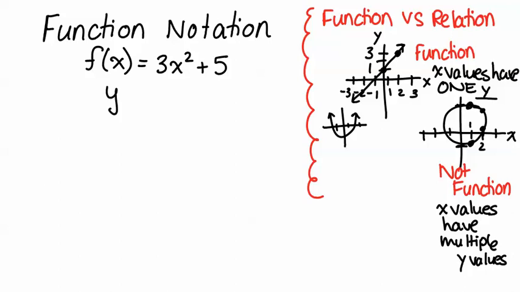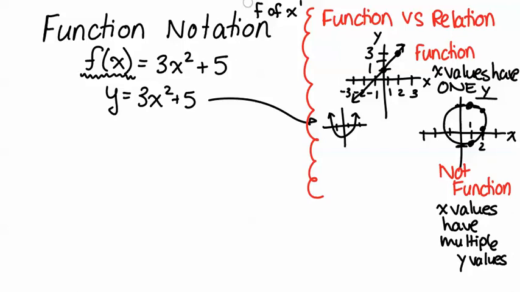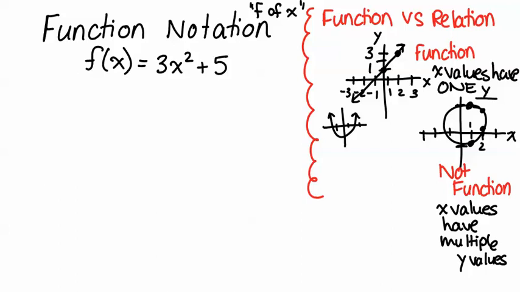So in the past, we would have said y equals 3x squared plus 5. But now that we know this is actually a function because it's a parabola, which the squared tells us, we can use function notation. And function notation is this. We pronounce it f of x. It tells us that this is a function because we're using function notation, but also it's just a more concise way to write things.